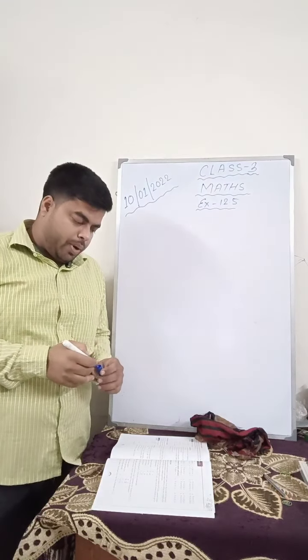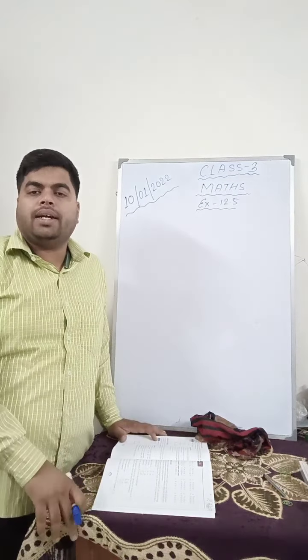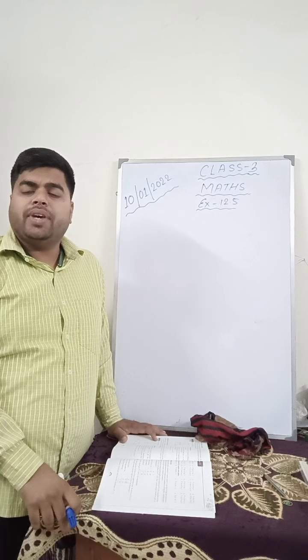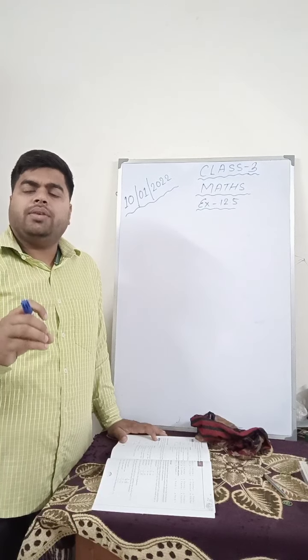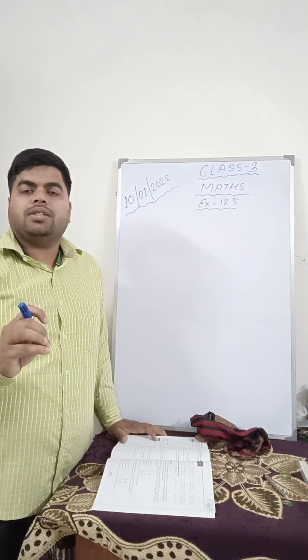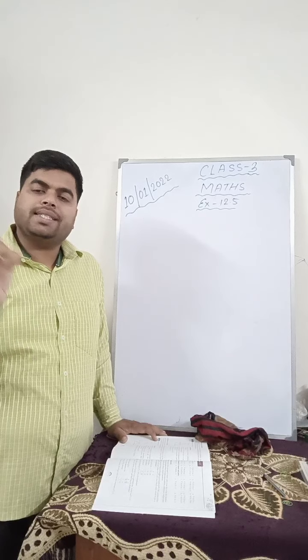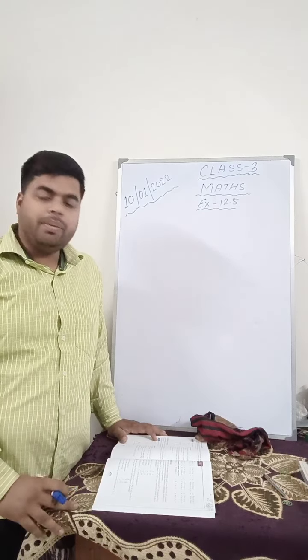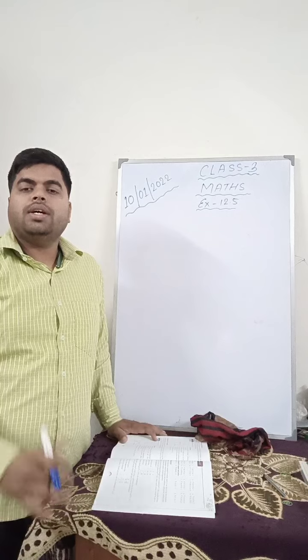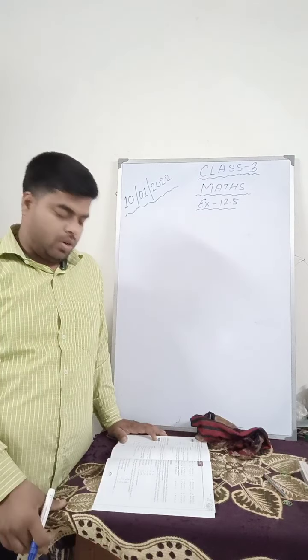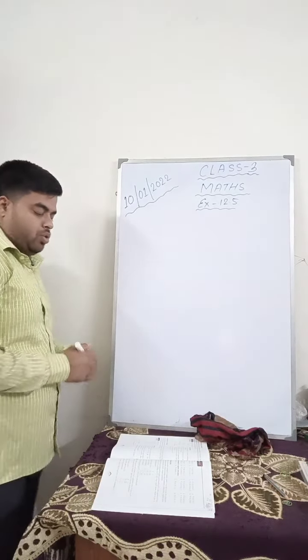In exercise 12.5, they have given you multiplication and division of money. It is very simple. Multiplication and division will be as you normally do. It is the same thing as simple multiplication and division, only they have given you one unit, that is rupees or paisa. So let me show you multiplication.